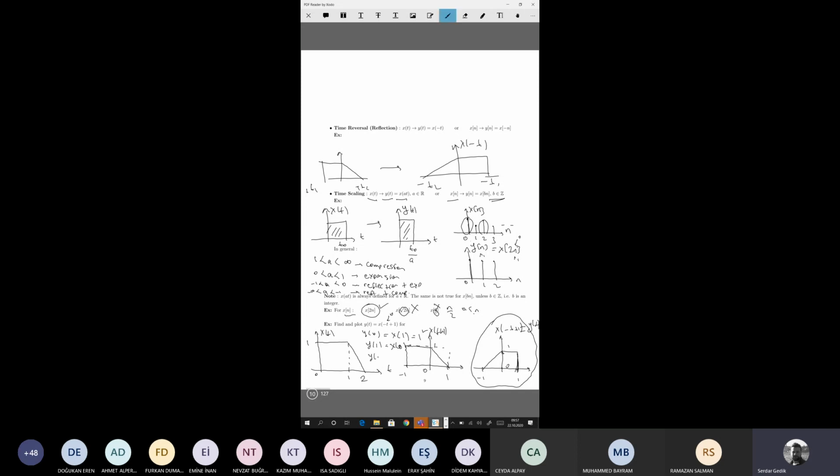Let's check y of minus 1. What is y of minus 1? It is 0. And put minus 1 here. So what is it? Y of minus 1 is equal to x of 2, and it is 0 in this case. So by just checking a number of values, you can check here again, let's say minus 0.5 or 0.5, and check whether your result is true or not.